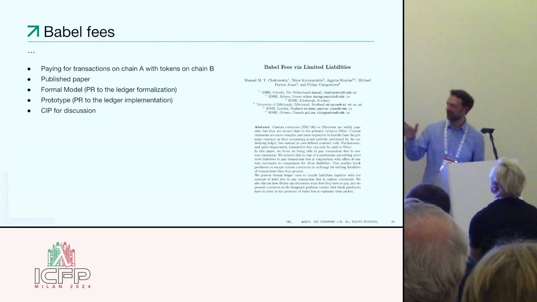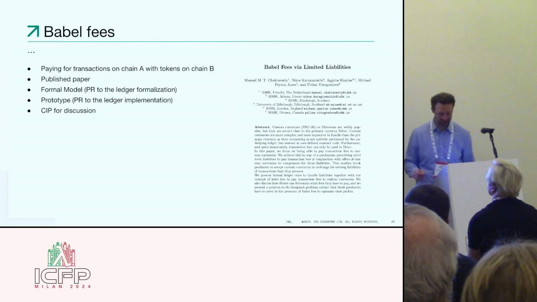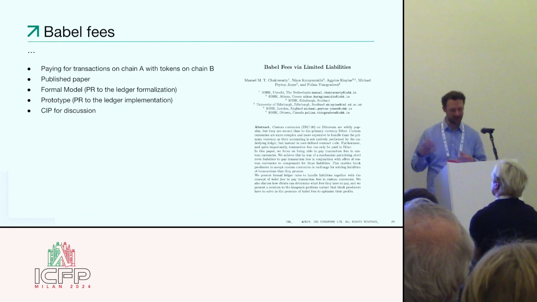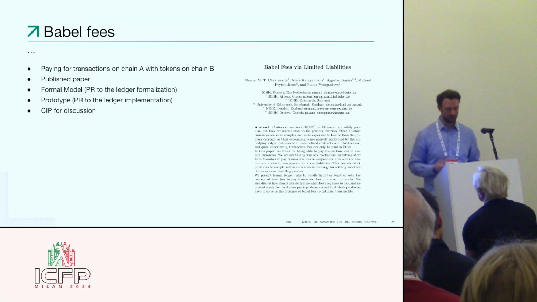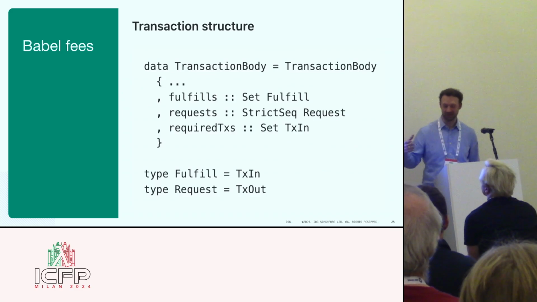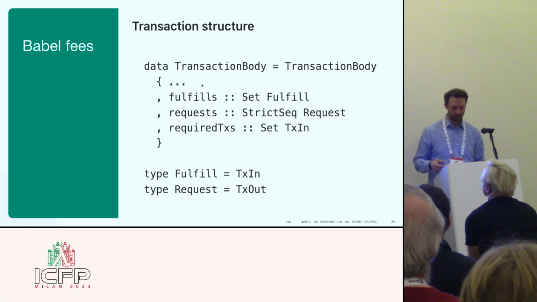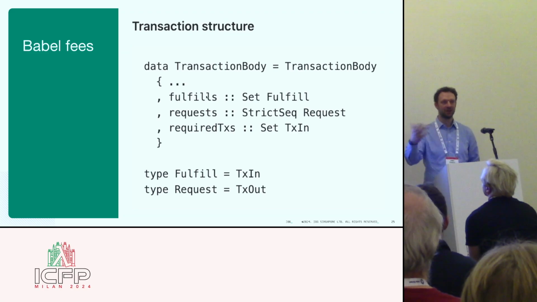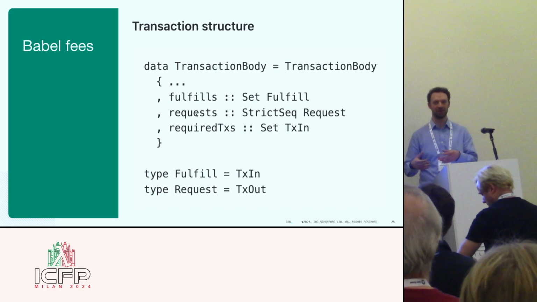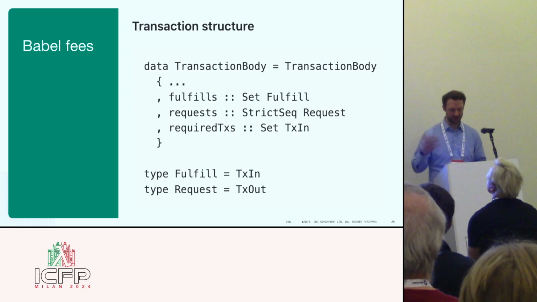There was a research paper about this previously by my colleagues, and now we have a SIP that's ready for discussion with the community. So just a little glimpse of that: one of the changes is changing the transaction body to allow you to say, I'm going to pay some extra, essentially, I'm going to fulfill some demand, or I might say, there's something missing here, I'm requesting that somebody else provide that. So that's this sort of extra change, and this is some Haskell code in this case from the SIP.